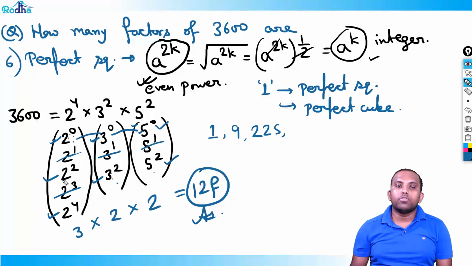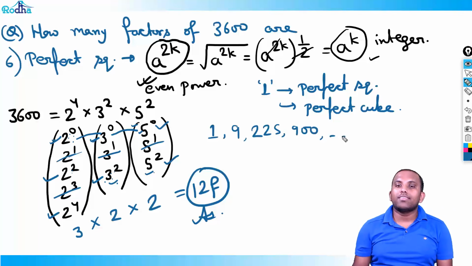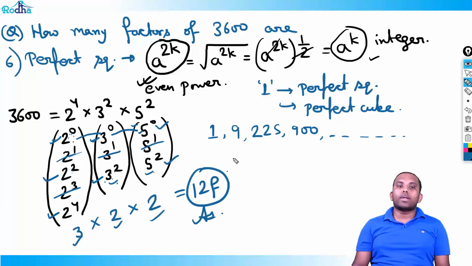Similarly, suppose 2 square, 4, into 3 square, 9, 4 into 9 is 36, into 5 square, 25. So 36 into 25 is also a perfect square, right? That is 900. So like this I can write all those 12 factors, right? How many terms? Again 3 terms here, 2 terms here, and 2 terms here. So 3 into 2 into 2 equals how many factors? 12 factors, right? So there are 12 factors of 3600 which are perfect squares.